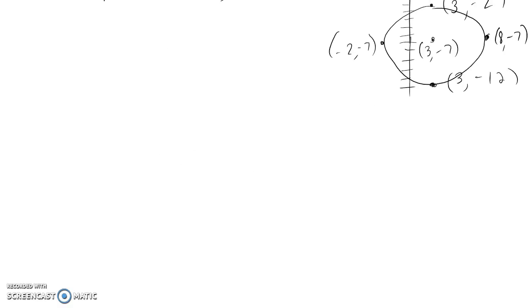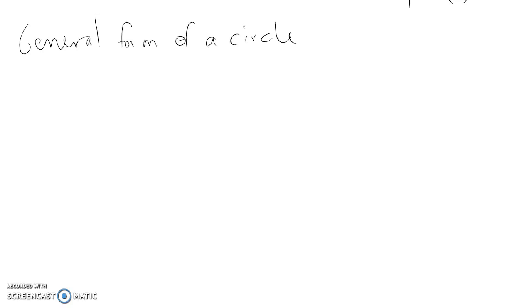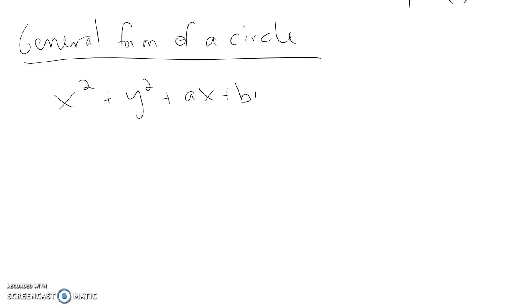Okay, there's another form of circles that we often see, which is the general form of a circle. And it looks like this: x squared plus y squared plus ax plus by plus c equals 0, where a, b, and c are real numbers.